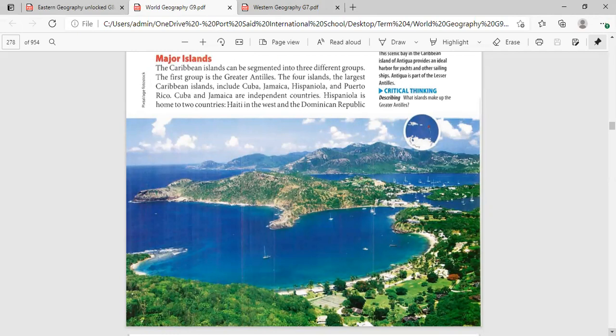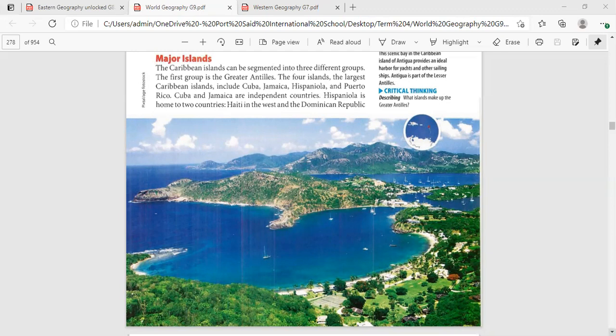The Caribbean islands can be segmented into three different groups. The first group is the Greater Antilles. The four largest Caribbean islands include Cuba, Jamaica, Hispaniola, and Puerto Rico. Cuba and Jamaica are independent countries. Hispaniola is home to two countries, Haiti in the west and the Dominican Republic.